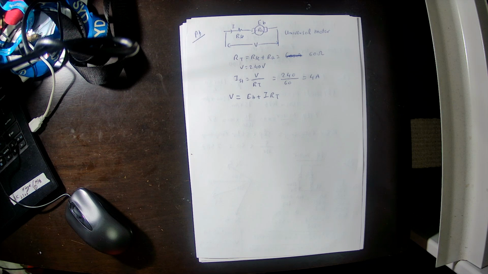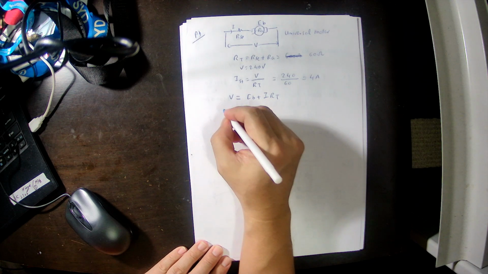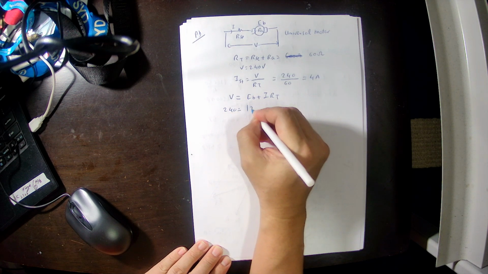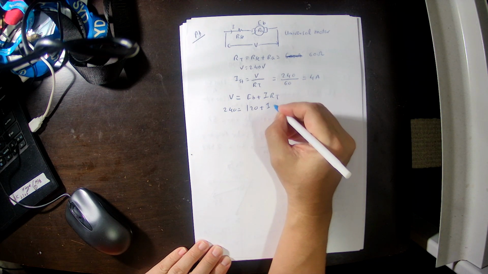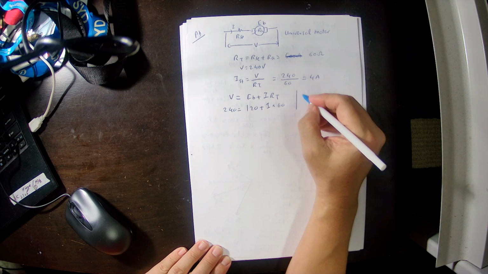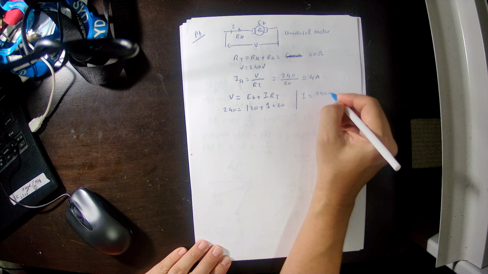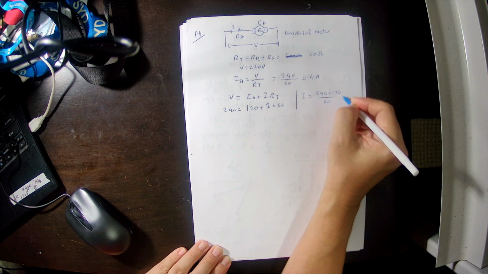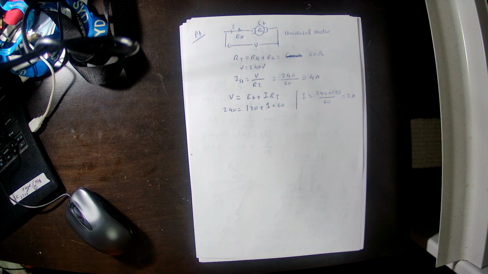Once the motor is started, it produces the back EMF. So when the back EMF is produced, we write down the equation V equals EB plus I multiplied by RT. In this case, the supply voltage is 240 volt, back EMF 120. We don't know the I, total resistance is 60 ohm. Then we calculate I equals 240 minus 120 divided by 60. So you got 2 ampere. The current taken is 2 ampere.